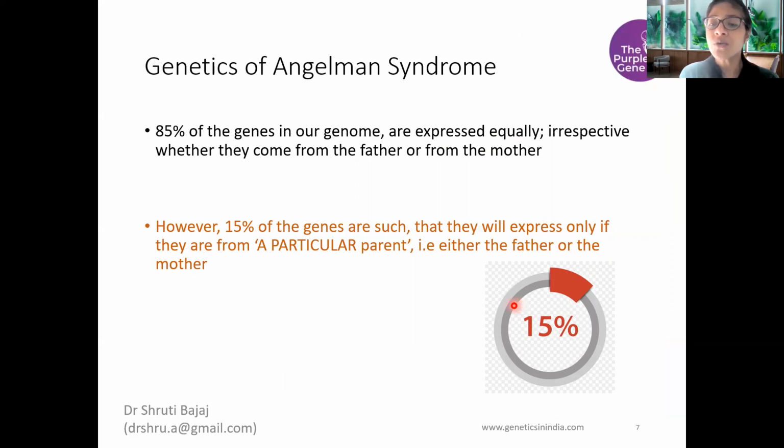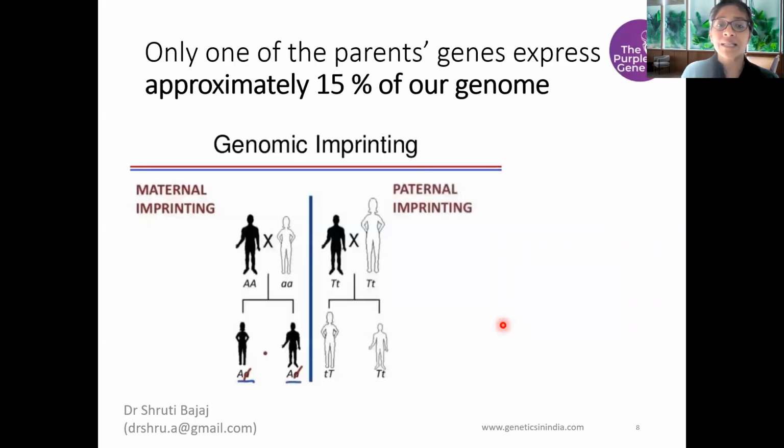Out of the 100% of our genome, 85% of our genetic material is such that it is expressed equally whether the genes have come from the father or from the mother. Whereas 15% of the genes are such that these genes will express themselves only if they have been inherited from a particular parent. I will give an example in the next slide. This is called genomic imprinting. Imprinting is nothing but silencing. Only one of our parents' genes is expressed in 15% of our genome, whereas the other parent's gene is imprinted or silenced.